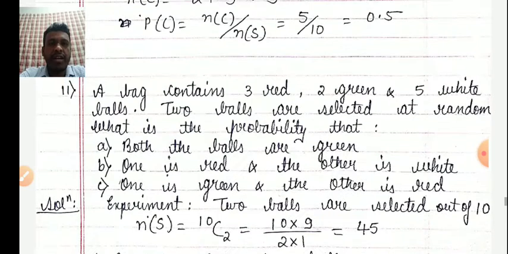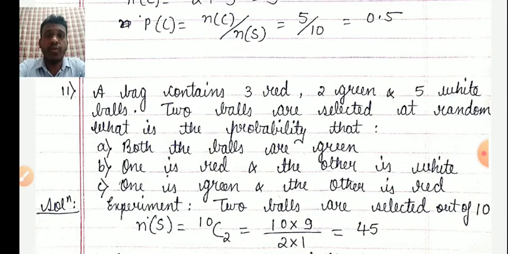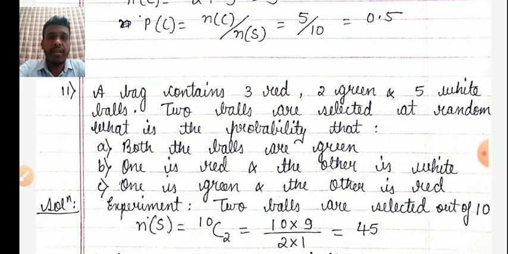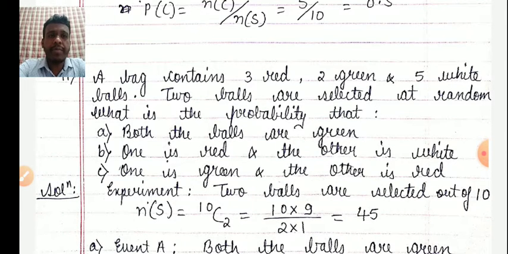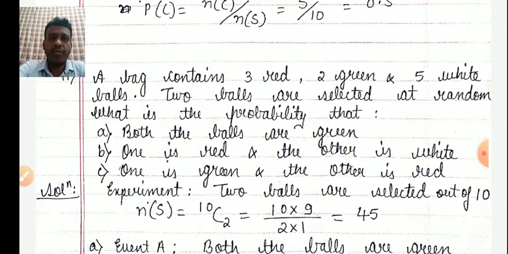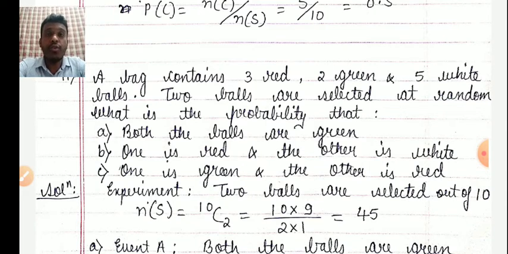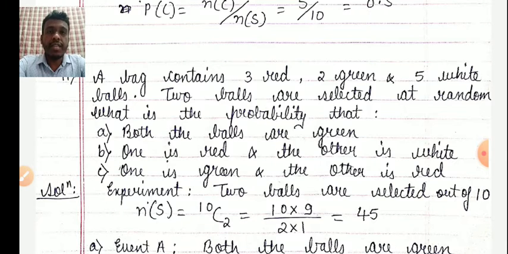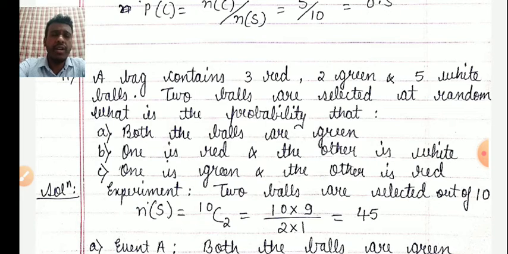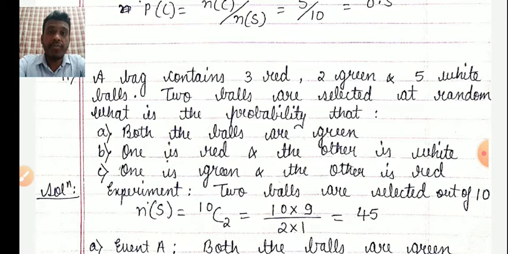The first section we had done, but for the benefit of those who have not understood, I shall explain it once again. Now what is the experiment? The experiment is picking up or selection of 2 balls. So experiment, I am writing it as 2 balls are selected out of 10 balls which are there in the bag. You can write this in your own words. N of s, that is number of items in the sample space. There's no need to write everything like red, red, red, green, green, white, white, white, white, white. So this way you can directly find out the number of items in the sample space.